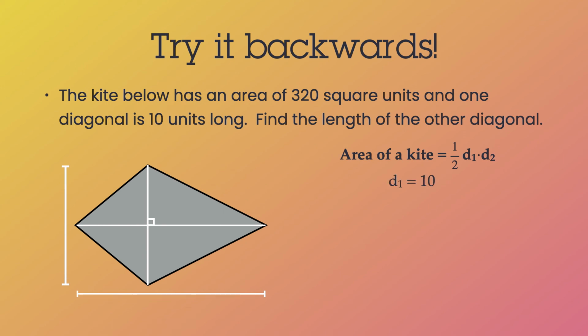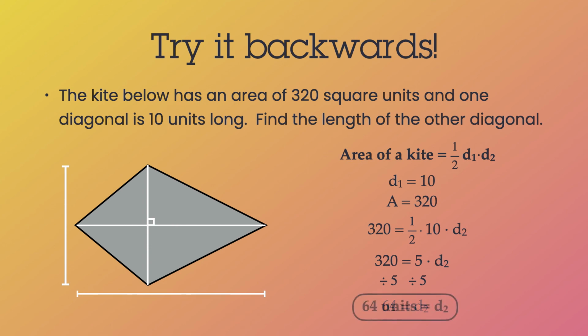So we know the first diagonal, because that's the one we know, is 10, and we know the area is 320. So let's fill these numbers in where they go in the formula. 320 for the area equals 1/2 times D1, which is 10, times D2. Now 1/2 times 10 is 5. And then we've got to use our algebra skills here, so we'll divide both sides by 5, and we'll get 64 equals D2. So our final answer there is 64 units for D2.